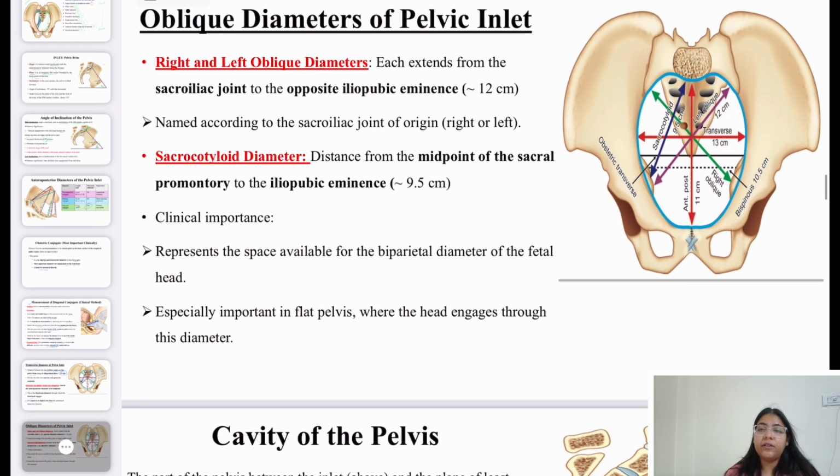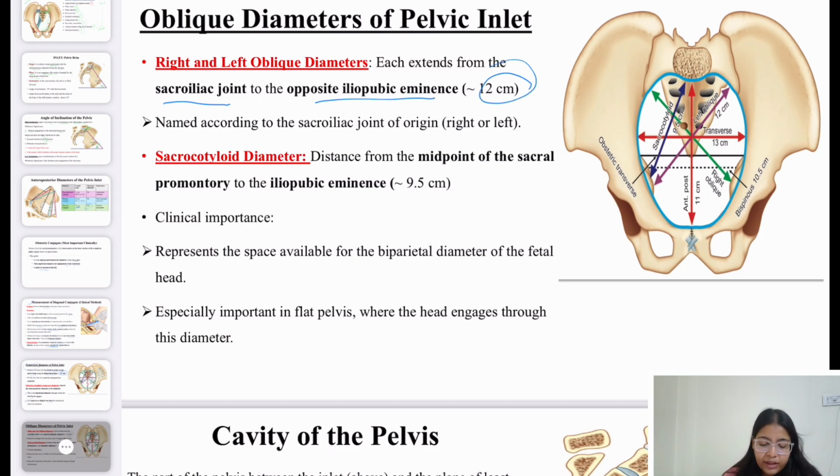Now the oblique diameter of the pelvic inlet. So you have learned about the anterior, antero-posterior, transverse, and now the oblique. So there is right oblique diameter and left oblique diameter. From which points do you measure this? From one sacroiliac joint to the opposite iliopubic eminence, and this is 12 cm.